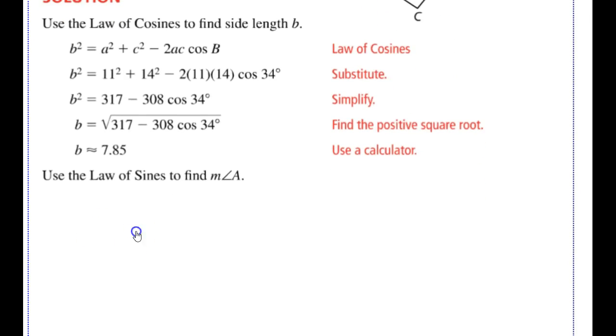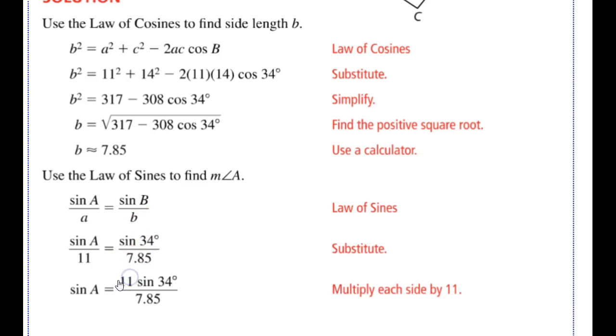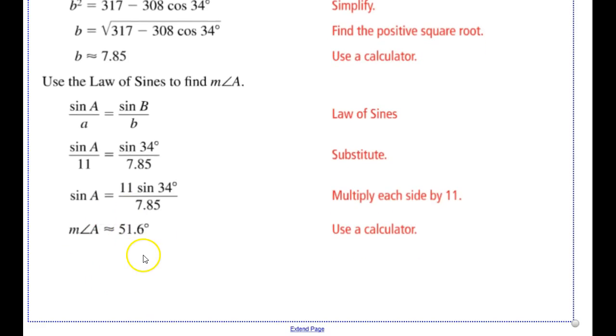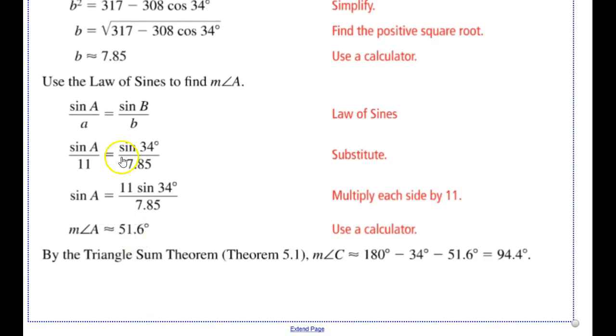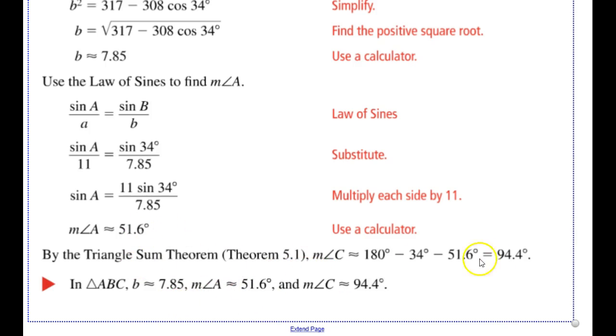So now that I have the side length of B, now I have enough information to use the law of sines, which is a little more simple. So I can have the sine of A over A equals sine of B over B, substitute the things I know, multiply both sides, and then find this measure of that missing angle. So now that I have two angles, I can just use my triangle sum theorem and subtract those from 180 to find my final angle.